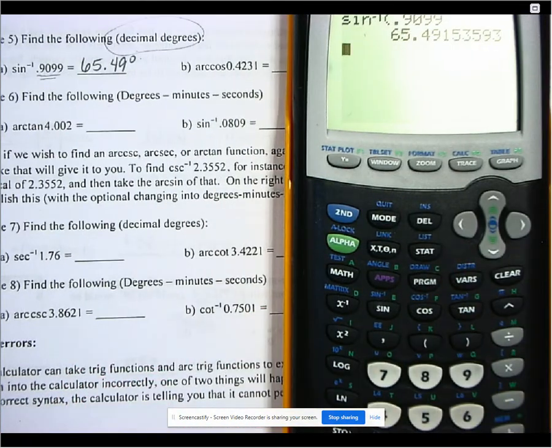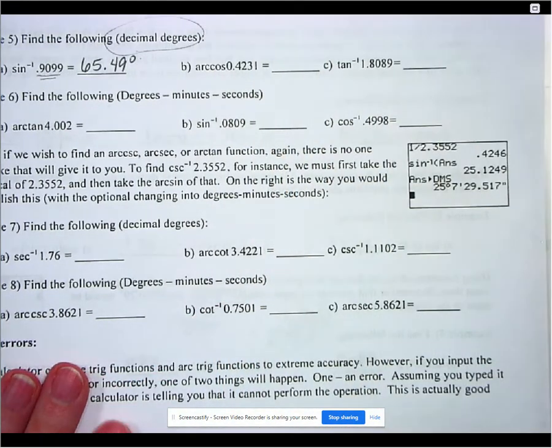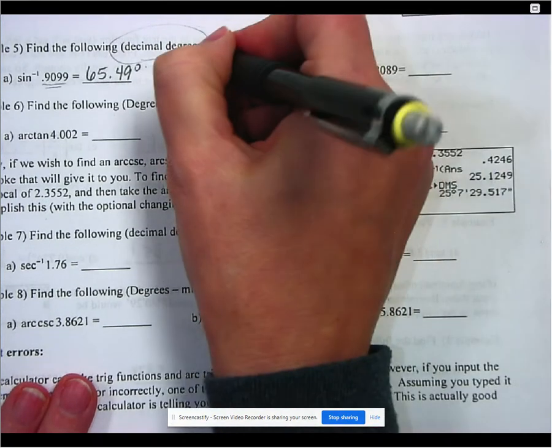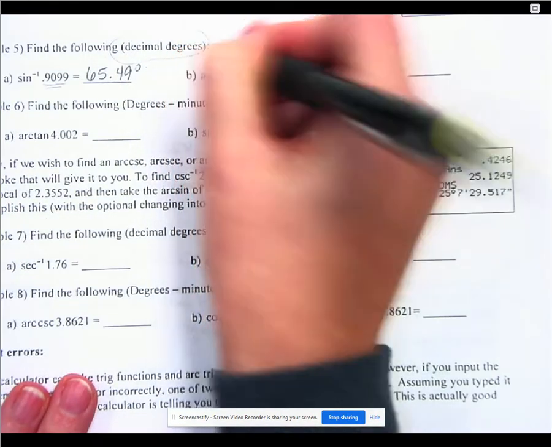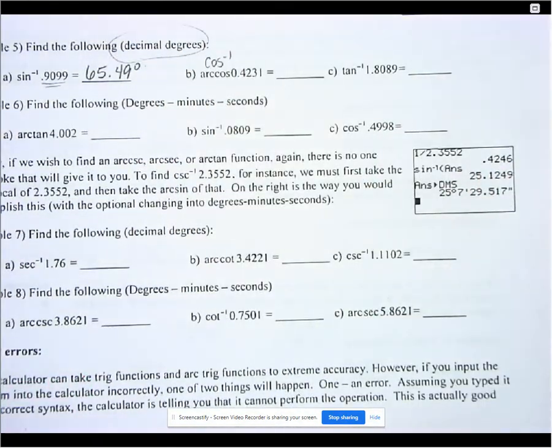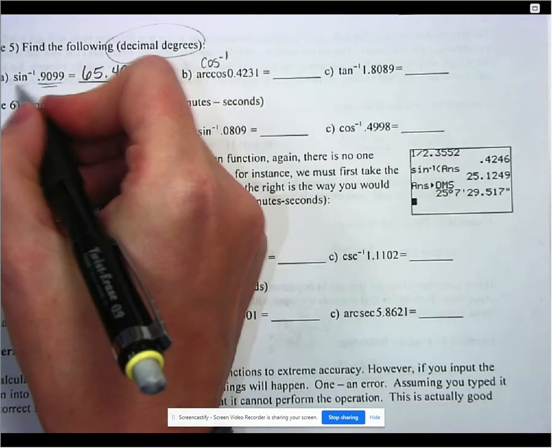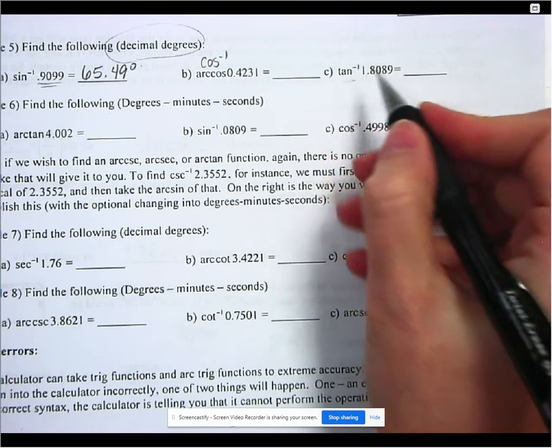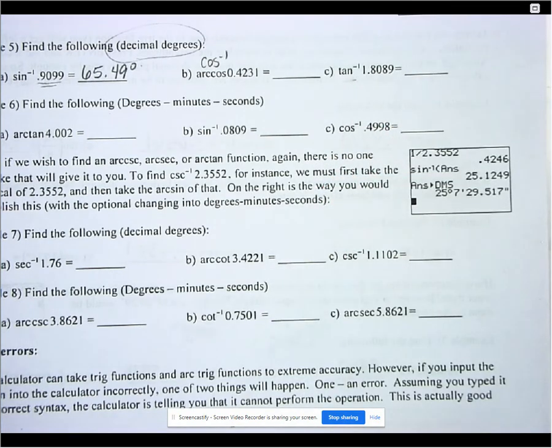All right, this arc cosine is just another way to say the inverse cosine. So arc cosine means the same thing as that. Arc sine is the same as sine to the -1. Arc tangent is the same as tangent to the -1. They all mean the inverse trig functions.